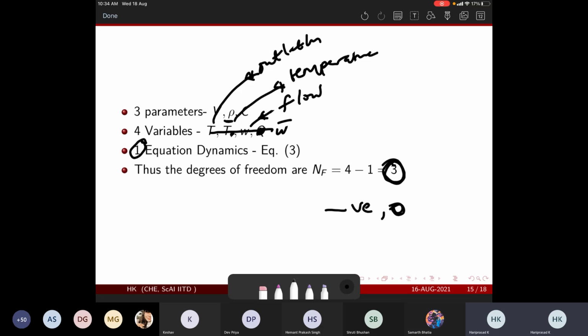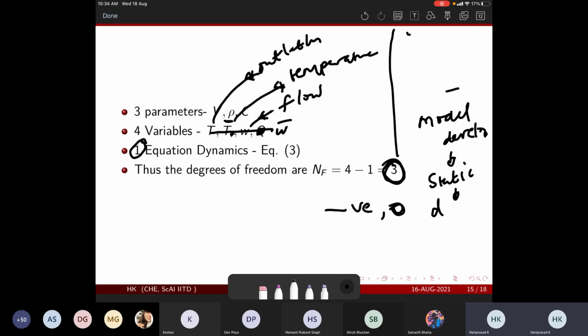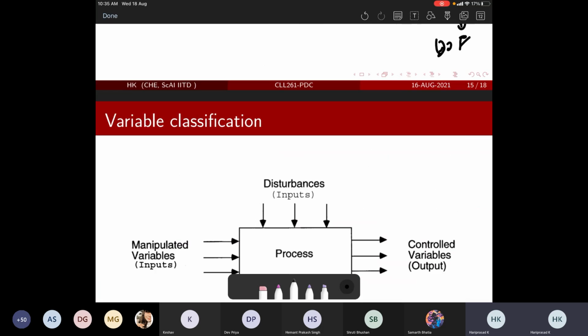I muted it. So first, when you are given an assignment for designing a controller, this is what we do. First of all, model development, including static and dynamic, then degree of freedom. Then identify. That would give you an idea of what variables you could play with.